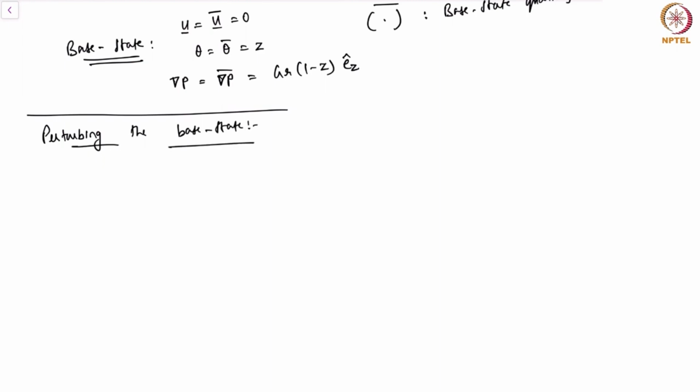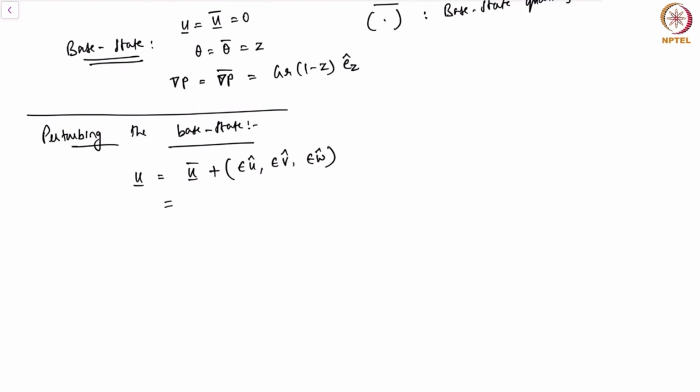Okay, so now what we want to do is perturb the base state. We have three velocity components, u, v and w. So the perturbation for u will be u bar plus epsilon u hat, epsilon v hat, epsilon w hat. I'm just writing down the components like this, so the left-hand side is a vector. The u component is perturbed by epsilon u hat, the v component by epsilon v hat, and the w component by epsilon w hat.